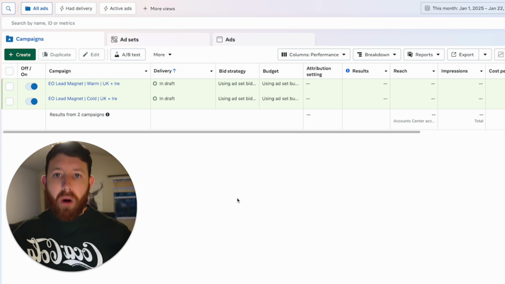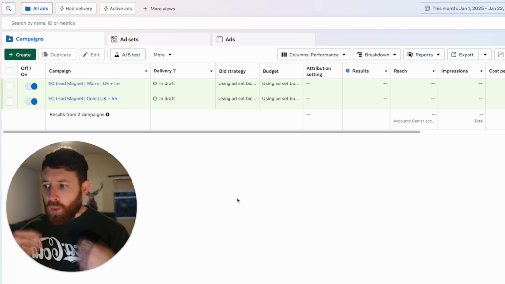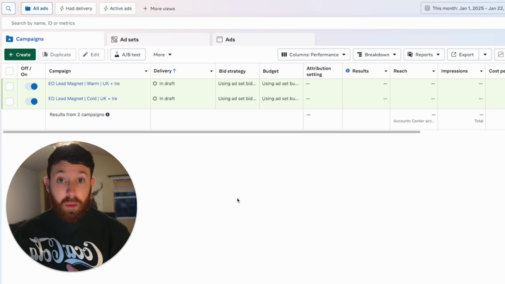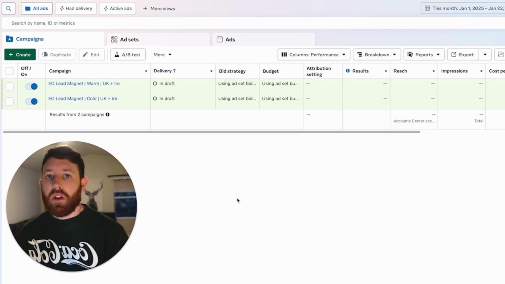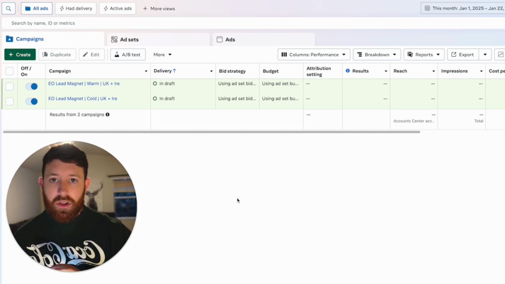We have those apart because if we were just to bring all of those audiences together, what we would end up with is Facebook looking at the warm campaign as a much smaller audience that's going to cost more to get in front of, and therefore a high percentage of your ad budget is going to go towards complete strangers in the cold campaign.